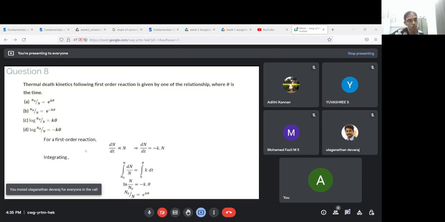That is not how we define a first order reaction in case of thermal death kinetics. So n naught by n is e power k theta, or else this will be valid, but only when there is a 2.303 here. So the answer to this question is option A.